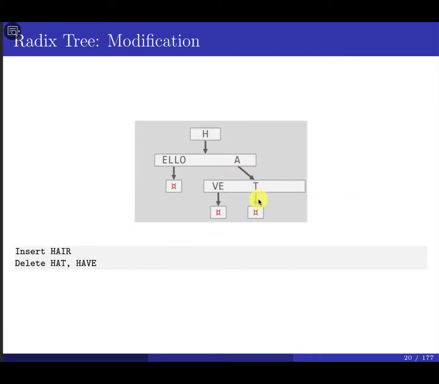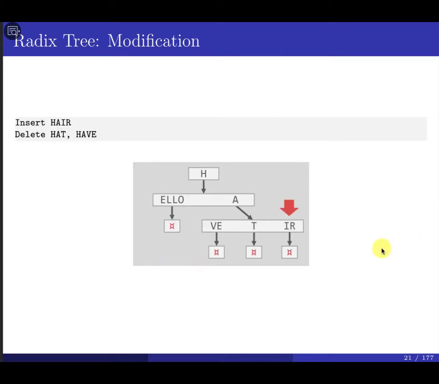So now when you try to delete something, let's try to delete something here. I want to delete, let's say, hat. So hat, H-A-T. I cannot delete A here, because if you delete A, I'm going to lose access to the rest of the data. So all I need to do is search the data and delete this with the pointer. And the same thing for the VE, you can delete the whole thing.